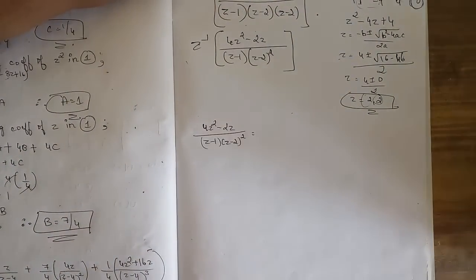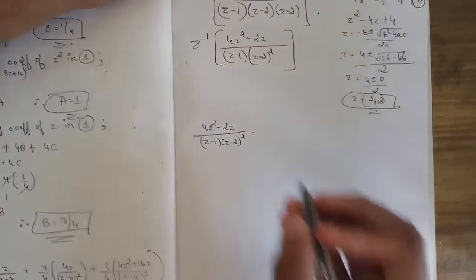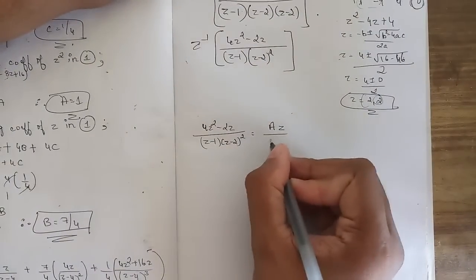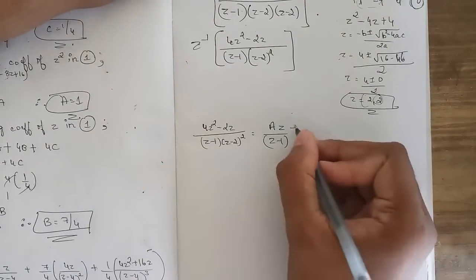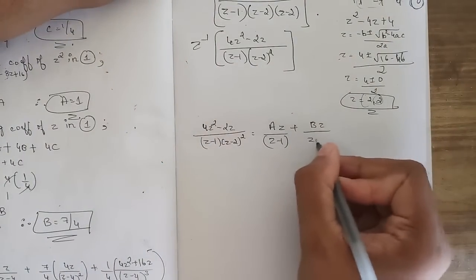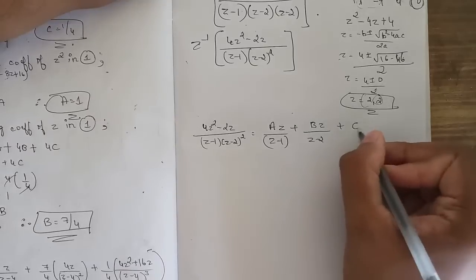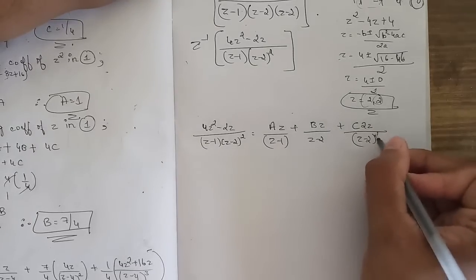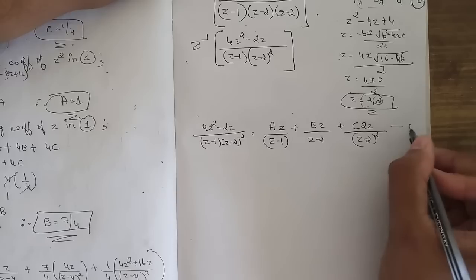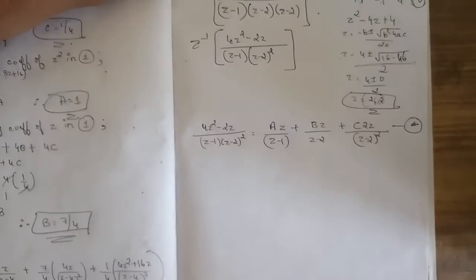So now let's apply the partial fraction rule for this one. It becomes A z into z minus 1, since there is a z minus 1, plus B z into z minus 2, plus C into 2z, since we are writing z minus 2 whole square. Let's take this as equation star.